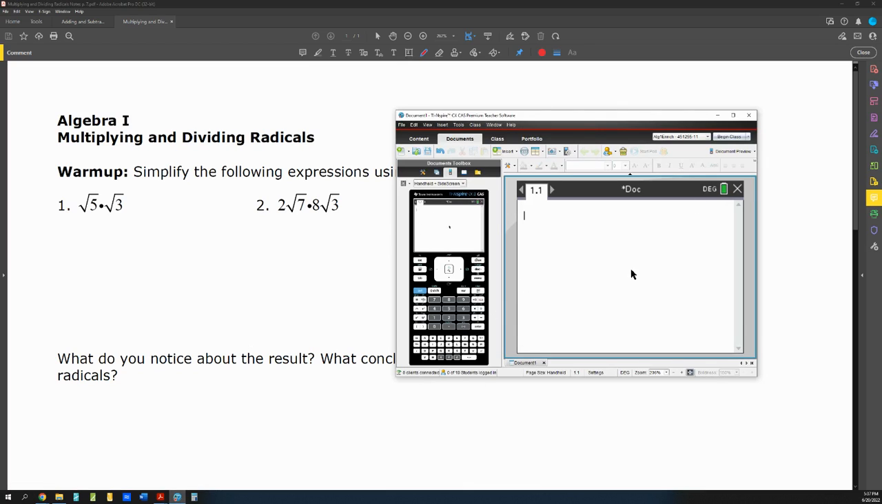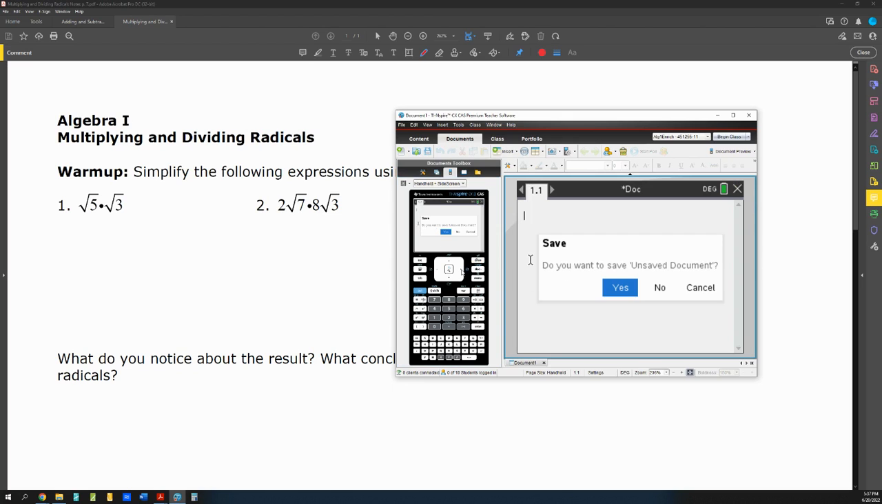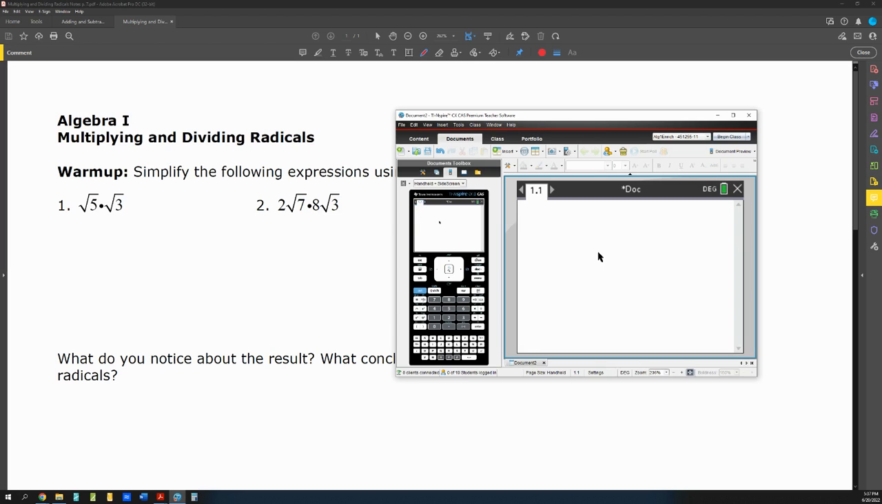In the TI Inspire, when you're in the menu, you can hit New, so that's number 1, and Document. If you have something, you can choose to save it or not, and then we're going to add a calculator, so number 1. And I want to simplify the square root of 5 times the square root of 3.